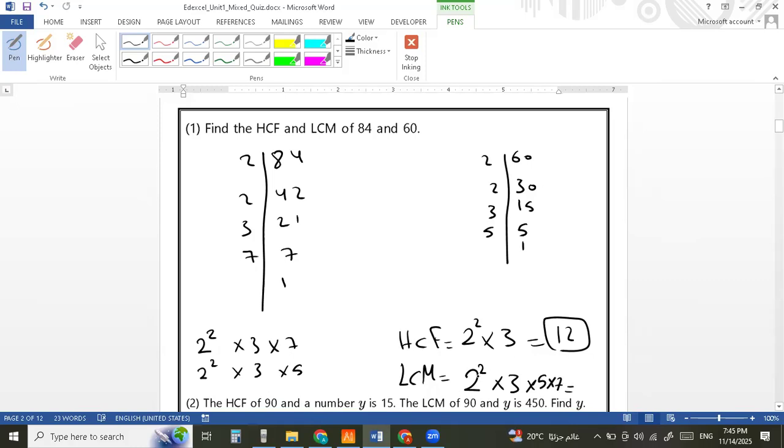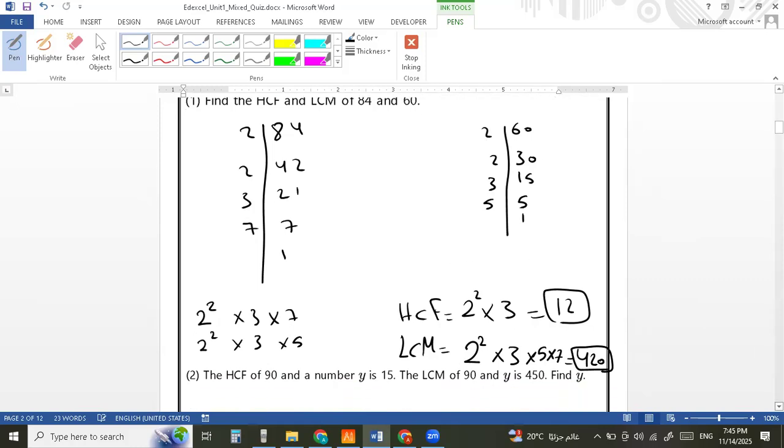So 2 to the power of 2 is 4. 4 times 3 is 12. 12 times 5 is 60. 60 times 7 is going to be exactly 420. All right, here, let's continue with the next question.